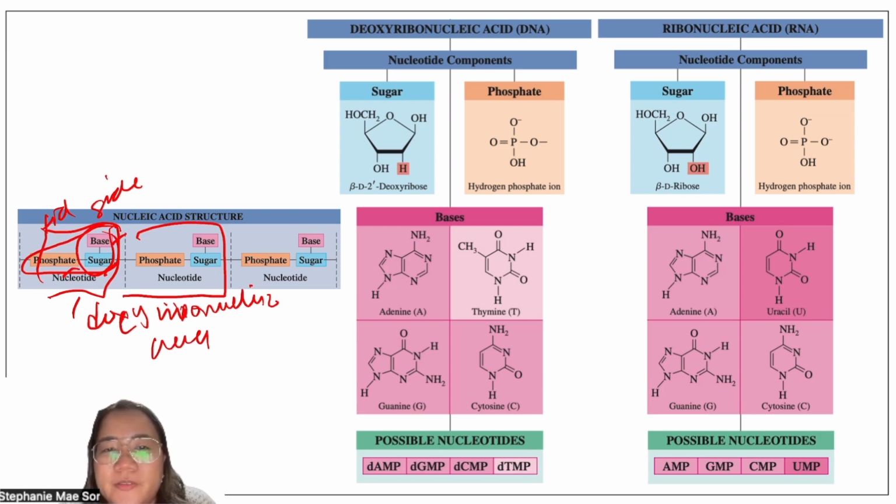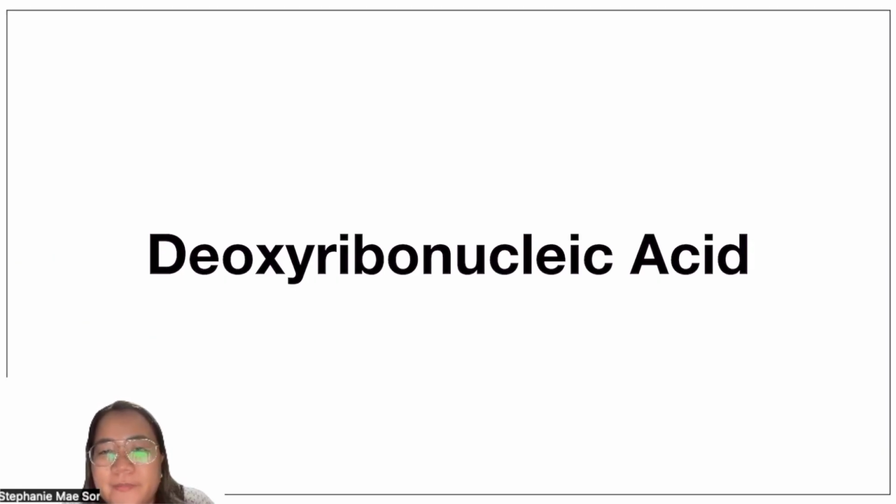So, the bases are same for the most part, except you have thymine for deoxyribonucleic acid. You have your uracil for ribonucleic acid. Okay? Next. Let's go to the discussion of your DNA molecule. So your DNA molecule is the storage form of genetic information in our cell, no?